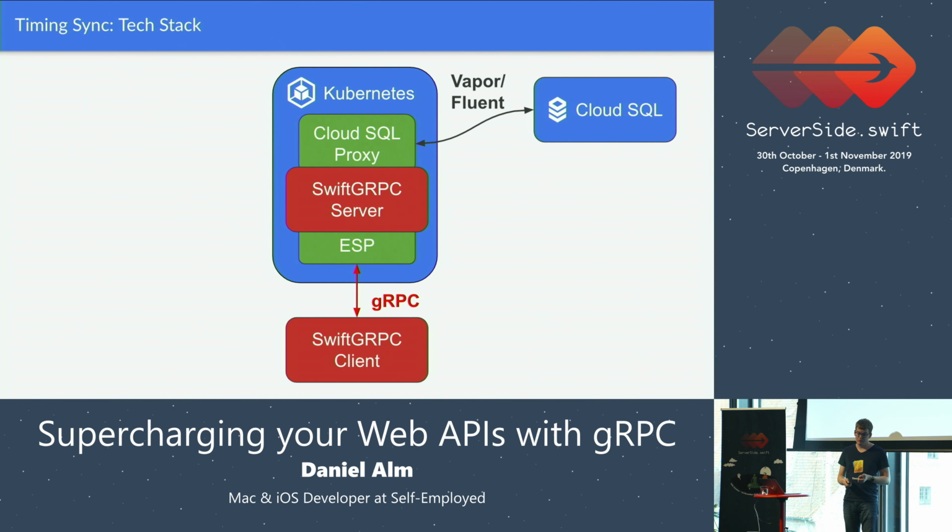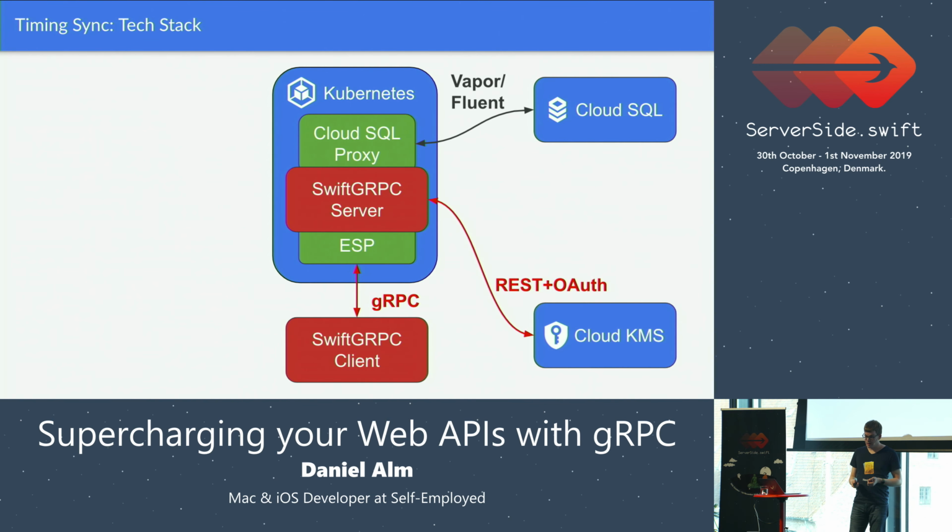I'm also talking to a few other services. For example, I'm using Cloud KMS for encryption and key management. Currently, I'm talking to that using REST and OAuth, which is not very nice because you have to do all this OAuth flow, all the back and forth. And I also had to write some Codable structures for the communication and set up the HTTP client myself. I had to do this because back then Cloud KMS did not actually have a gRPC interface.